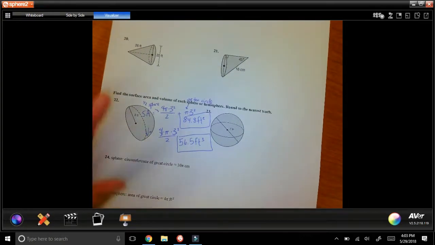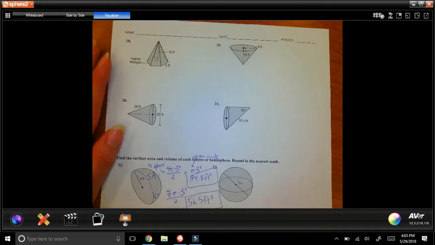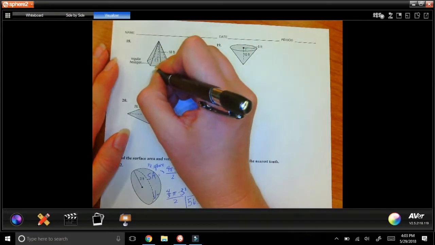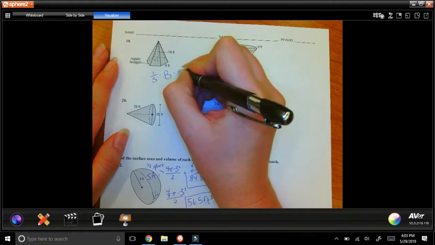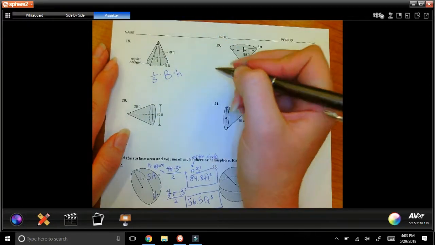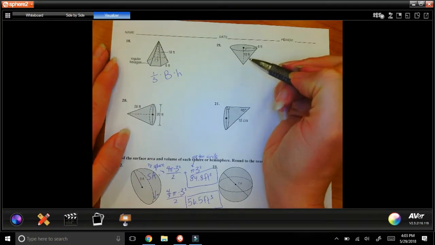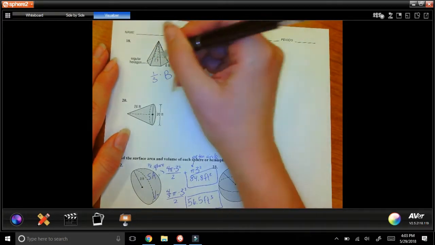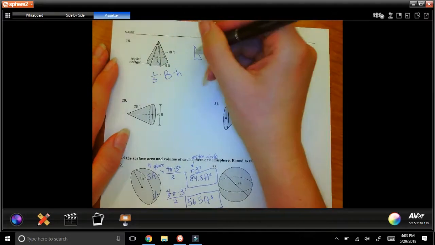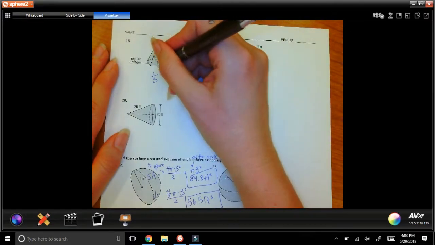Here we go. For number 18, volume is 1/3 the area of the base times the height. They give me the height as 18, but they don't give me the area of the base. If I draw in that right triangle for that apothem, this part is 3.